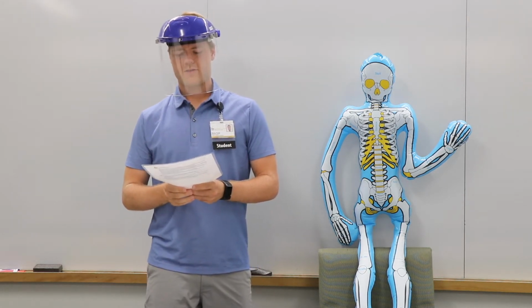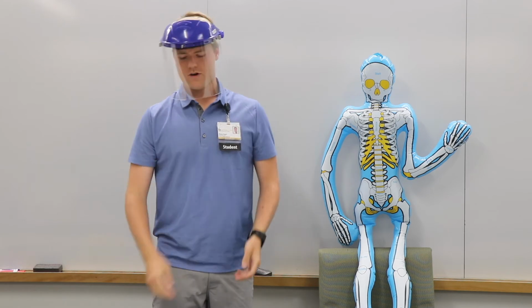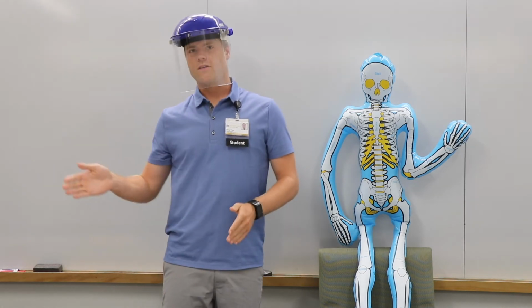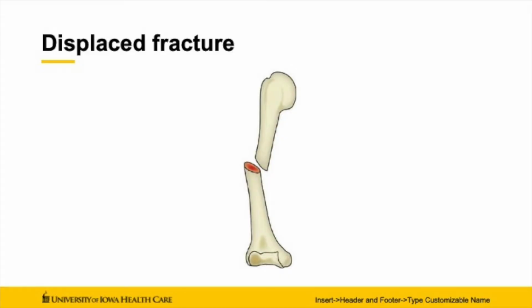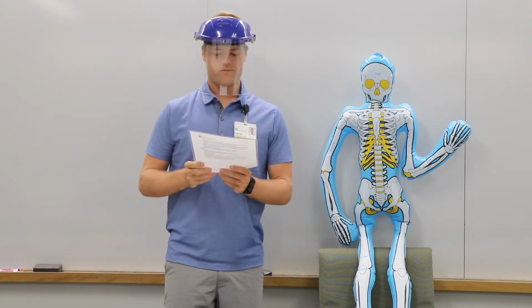Some other different types, there's non-displaced. So that's when you have a bone break but the pieces stay together in the same plane. That's called a non-displaced fracture. And the opposite of that, you have a displaced fracture, so if it breaks, it can displace and the pieces will be on a different level. And then moving forward, there's other different types too.